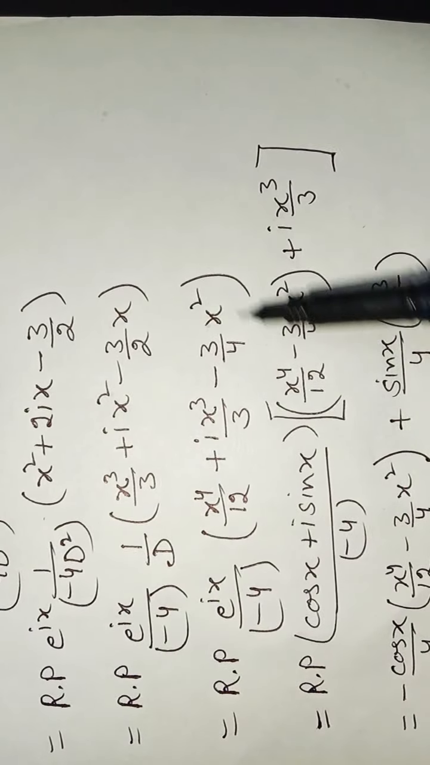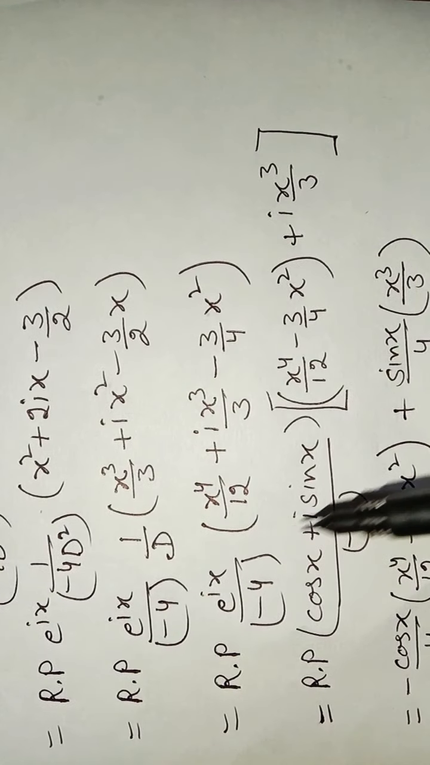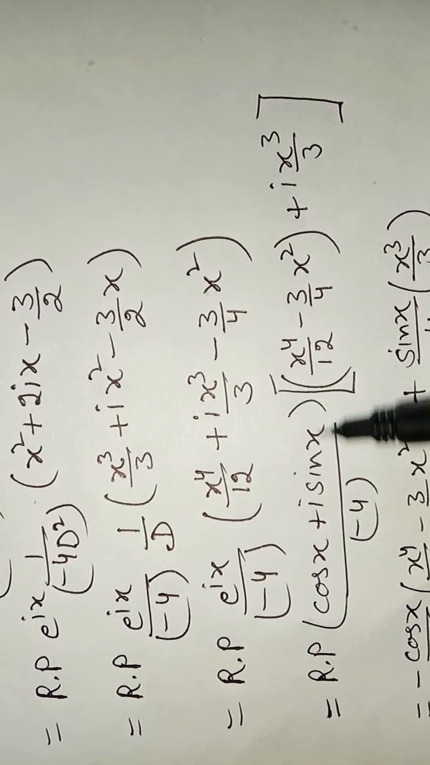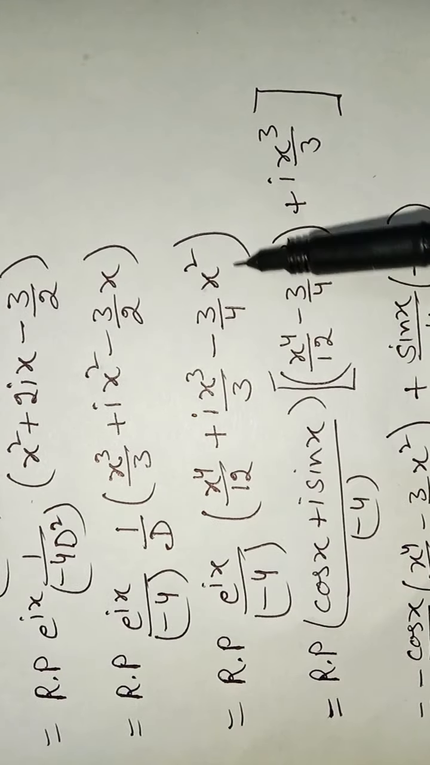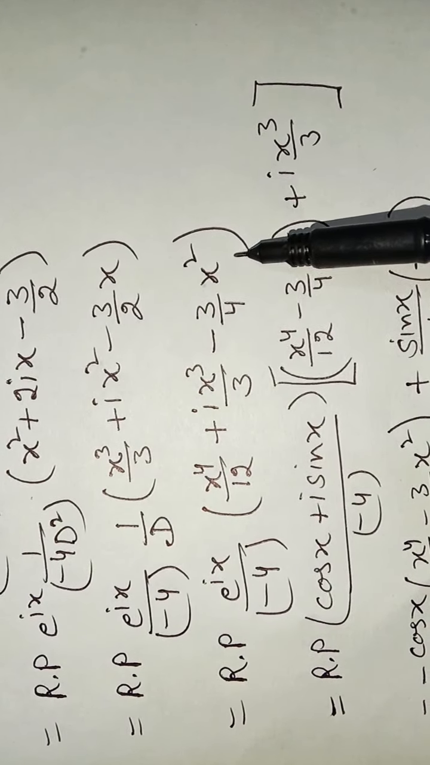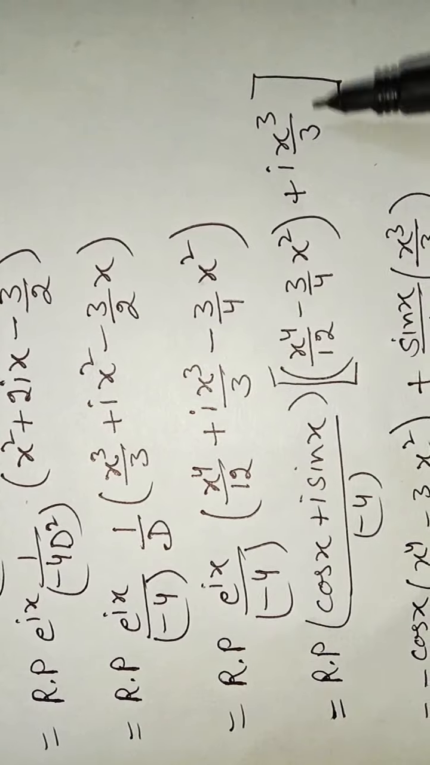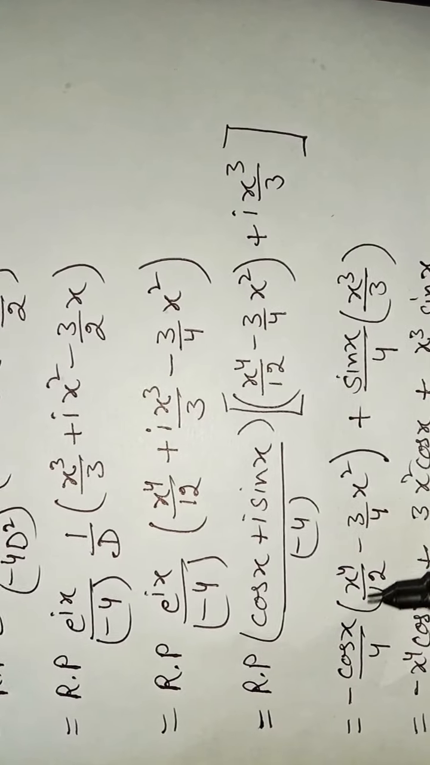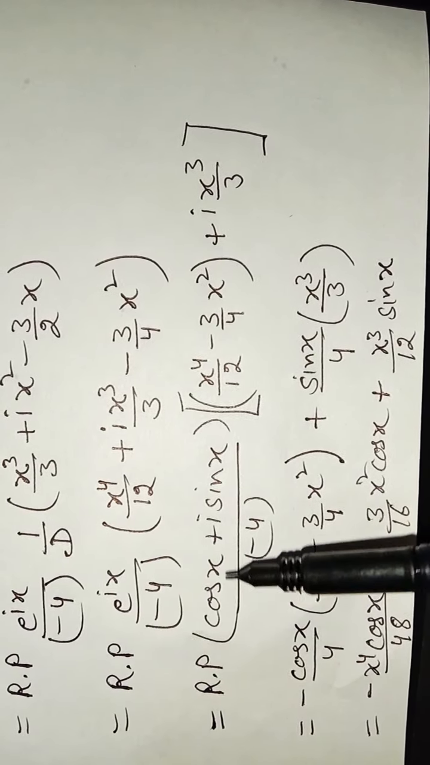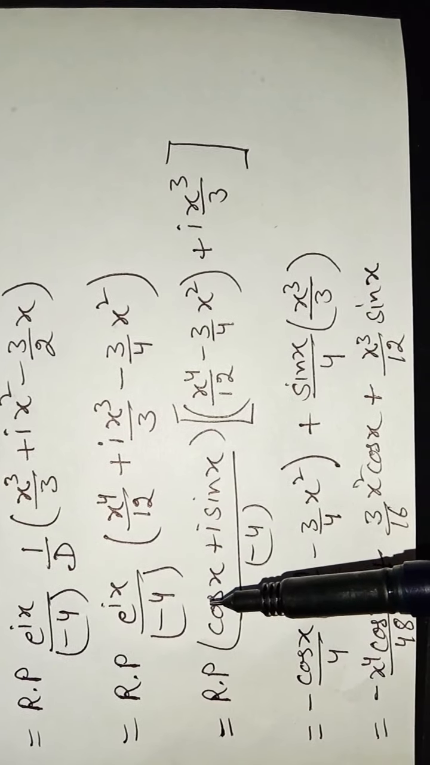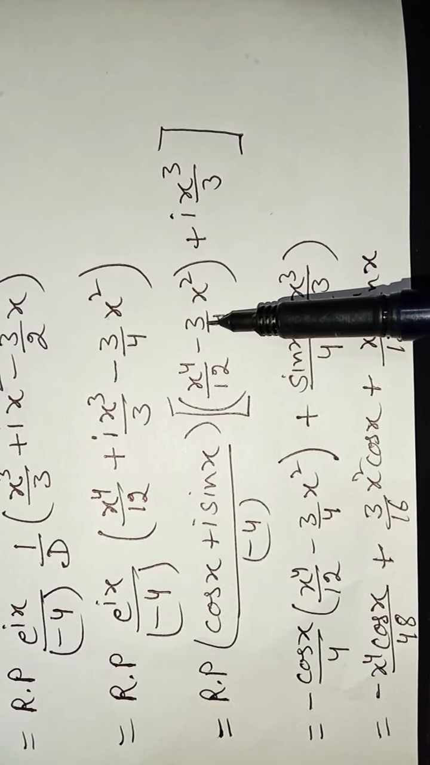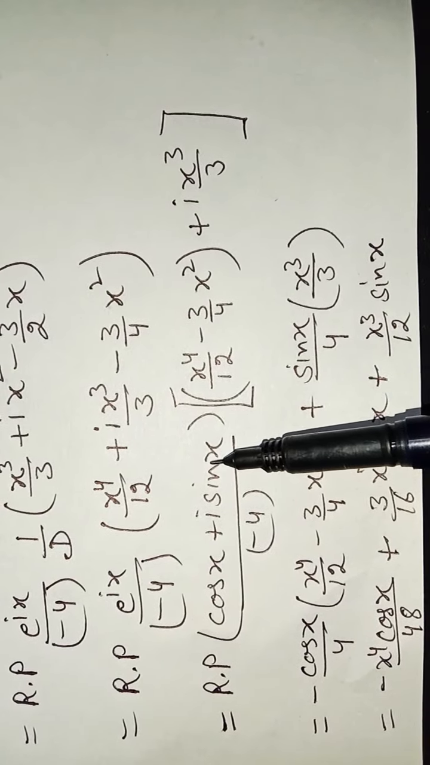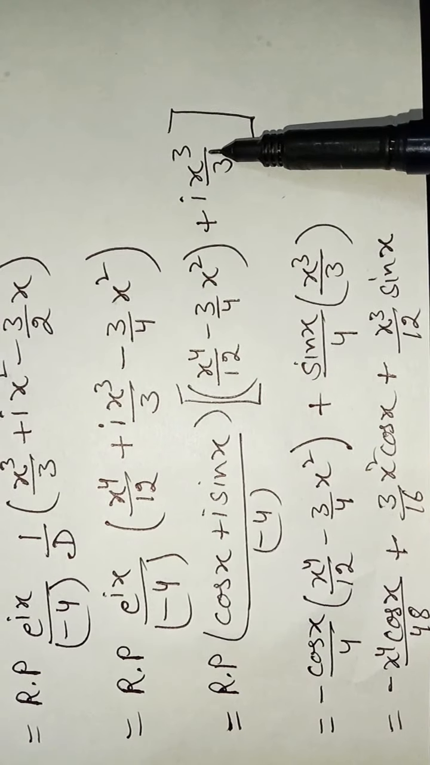Now we need the real part of this. So minus 4 is in the denominator. e^(ιx) means cos x plus ι sin x. And here these are the 2 real terms, real parts, and this x³/3 is the imaginary part. So how to get the real part of their product? For the real part, first we multiply the real part of the first bracket and the real part of the second bracket, means these 2 terms, and secondly the imaginary part of this multiplied by the imaginary part of this bracket.